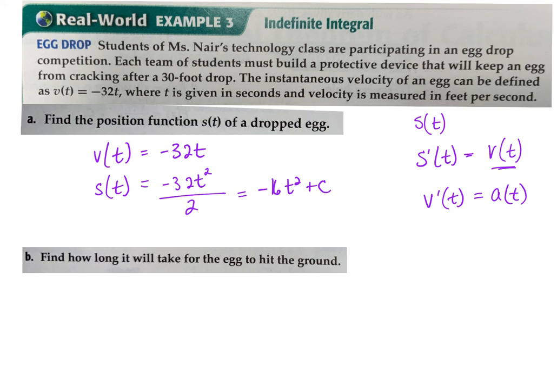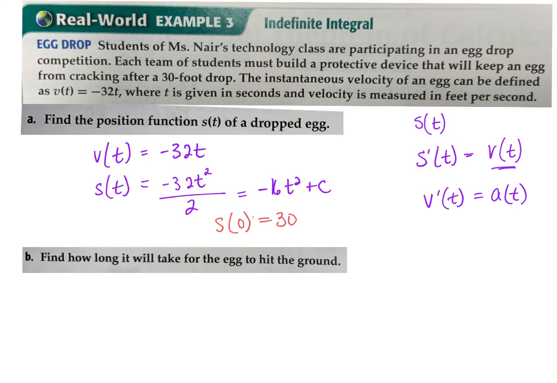Now, it actually told me my initial position. What is the initial position of the egg? 30 feet. So they actually told me what happens at s of 0. At s of 0, I am at 30 feet. Everybody agree with that? At 0 seconds, I'm at 30 feet because I have not dropped the egg yet.